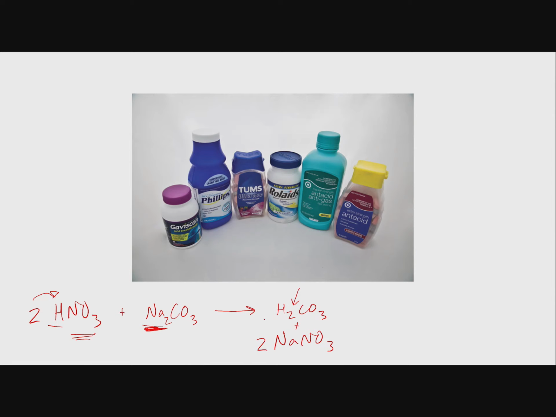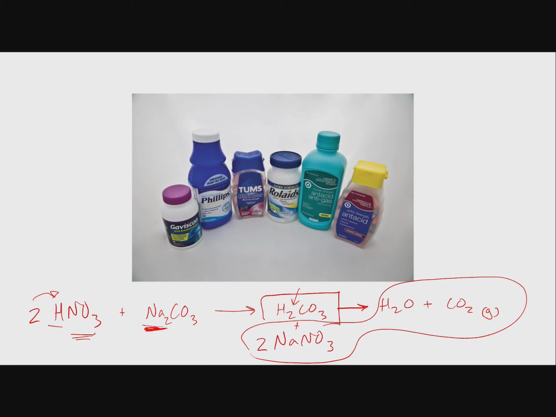Now, H2CO3 is one of those that you want to recognize as not being done reacting. It breaks down into water and CO2 gas. So all 3 of these things would be the products at the end, and then you could check to see if that was balanced or not.